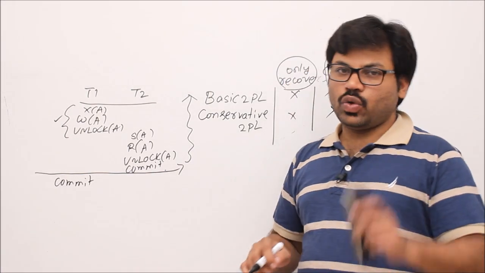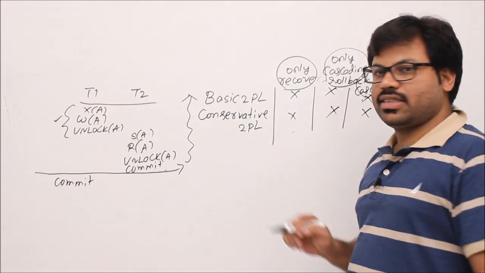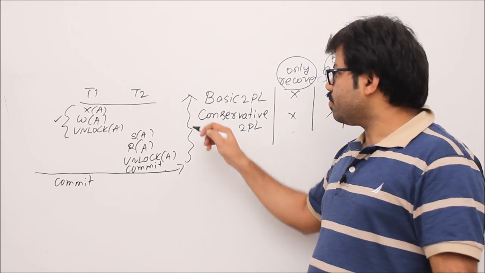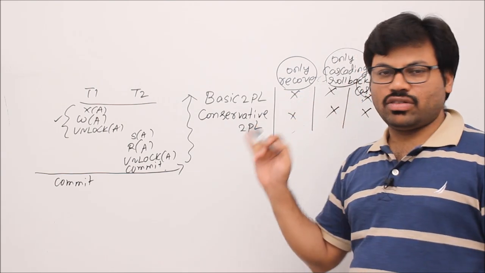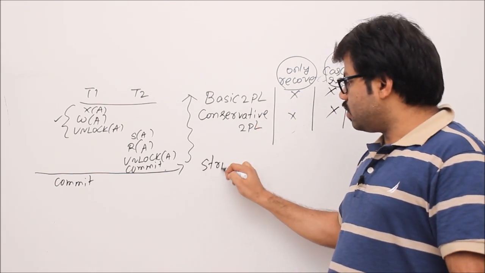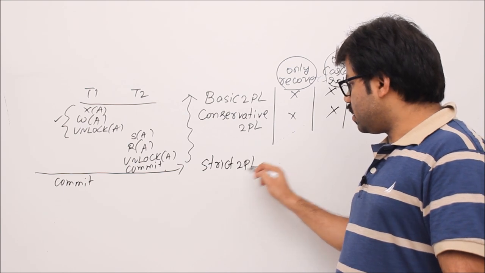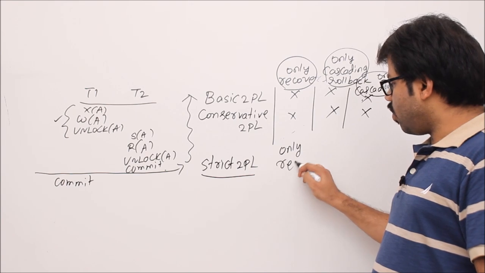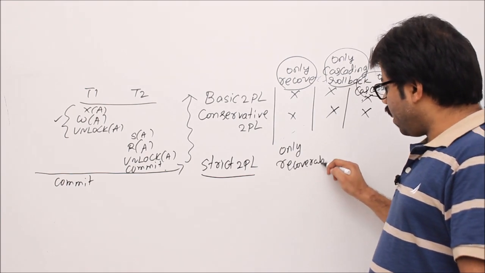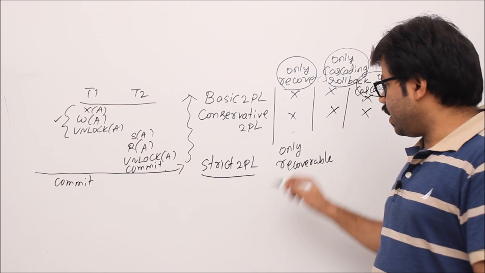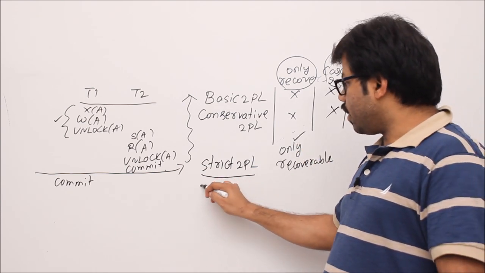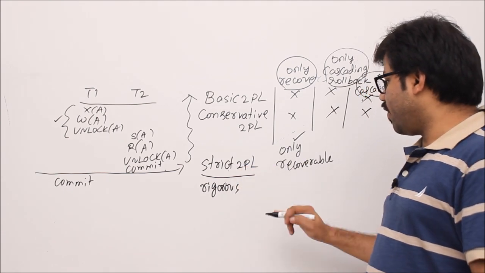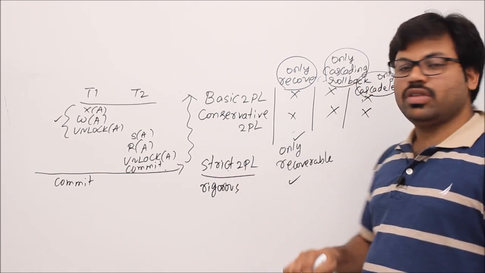Understand? But strict 2PL definitely can guarantee cascadeless, correct? And we know one thing: whenever a schedule is cascadeless, then that schedule is definitely recoverable also. Now if you ask strict 2PL, you allow only recoverable schedules, isn't it? Obviously, because it allows only cascadeless schedules, that's why it is right. Now rigorous 2PL, what about you? Strict 2PL allows only recoverable, and I also allow only recoverable schedules.